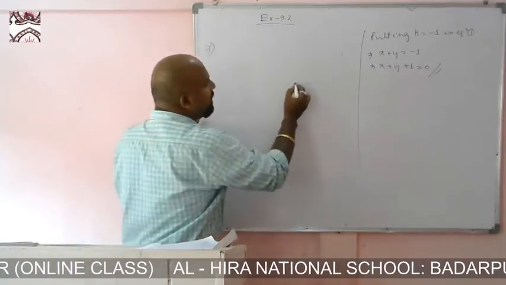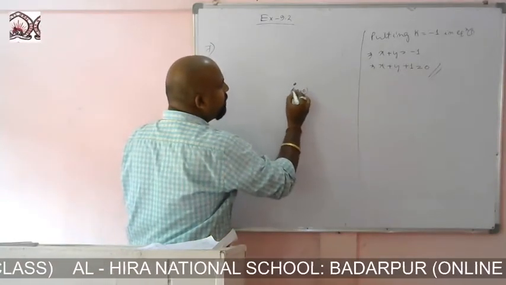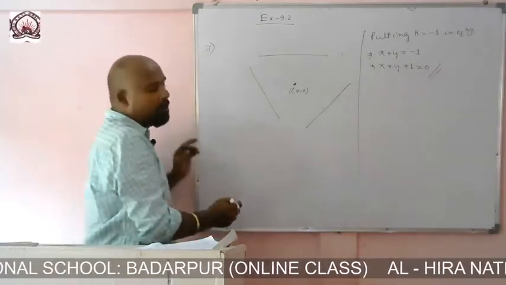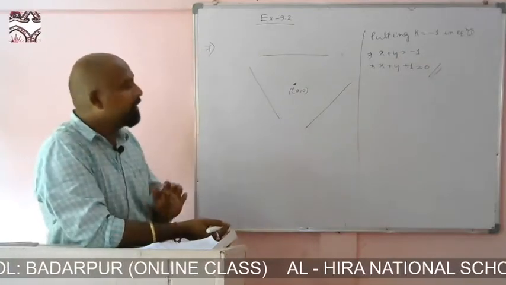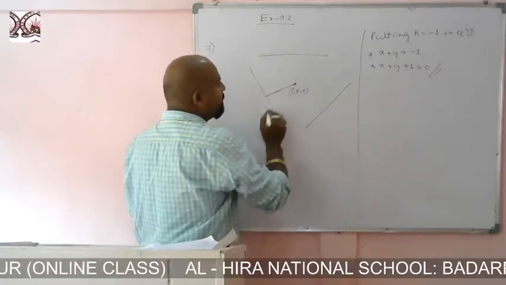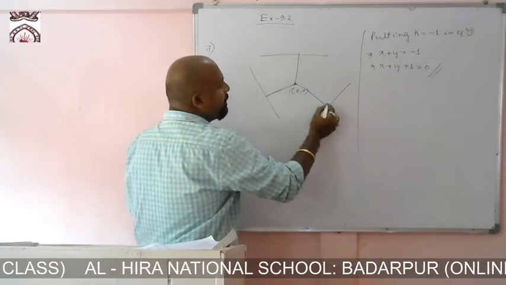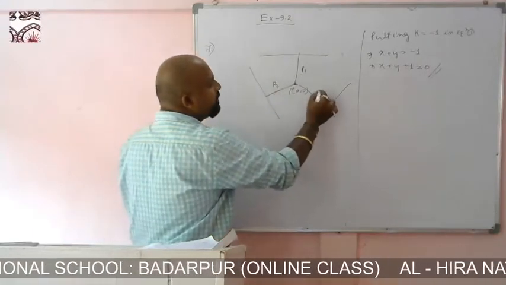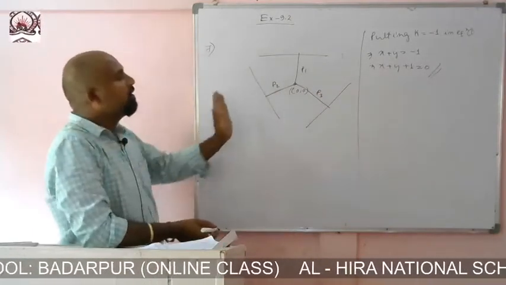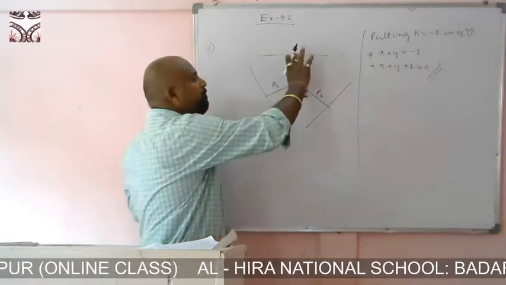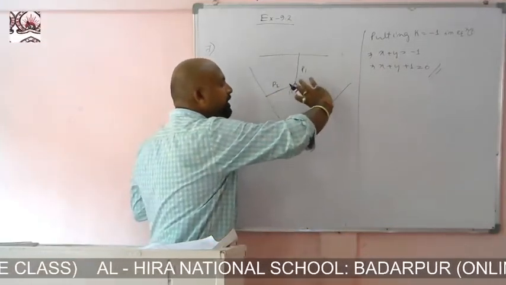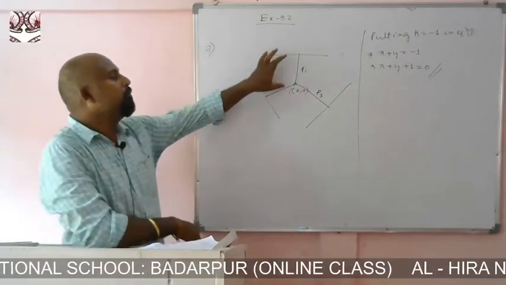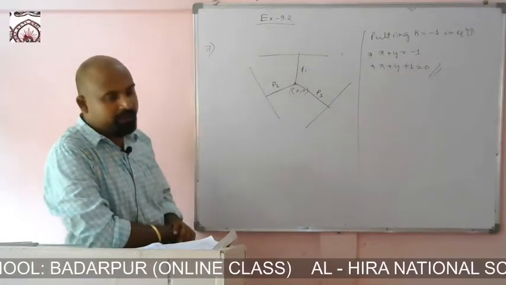Now question number 7. Let us consider this is the origin (0, 0). Let us consider this is a line, this is another line, this is another line. According to our question, what we have to prove is that the perpendicular distances are equal. If this perpendicular distance is P1, this one is P2, and this one is P3, then P1 equals P2 equals P3. We have to show it.